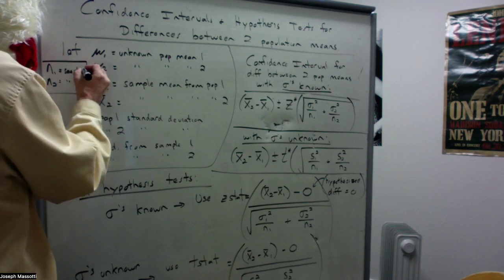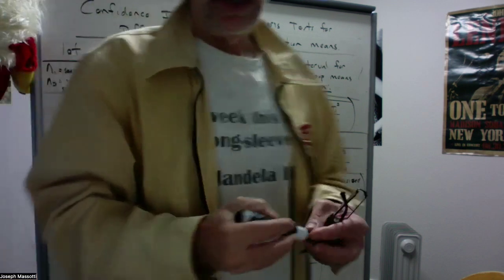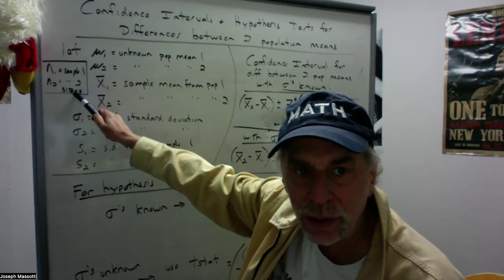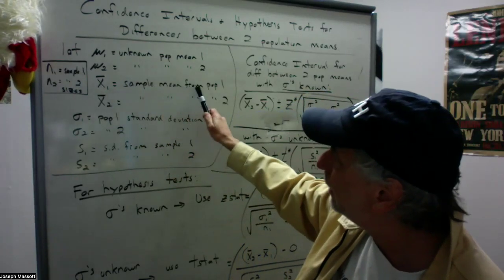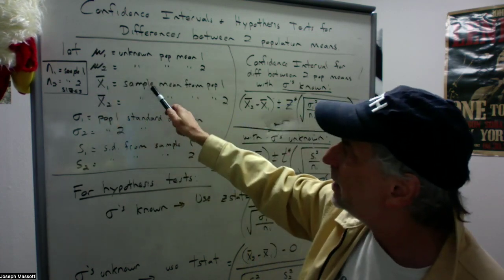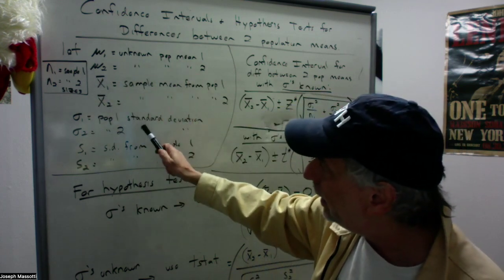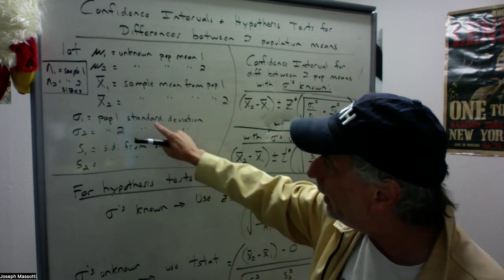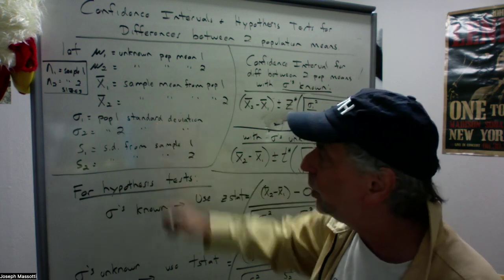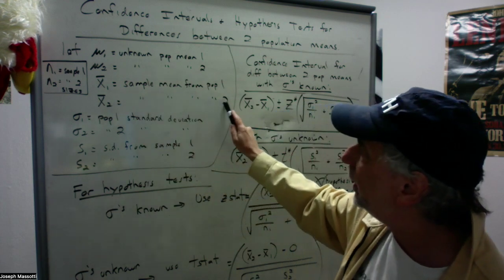Sample 1 and sample 2, sizes N1 and N2. So N1 is sample size 1, N2 is sample size 2. X bar 1 is the sample mean we get from that sample size. Now, these don't have to be the same. We take a sample of size N1 from population 1, we get a mean and a standard deviation from the sample if we don't know the population standard deviation, similar to what we worked with earlier. X bar 2 is the sample mean from population 2.